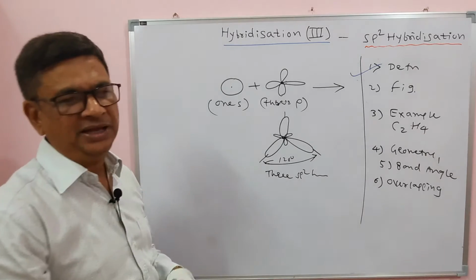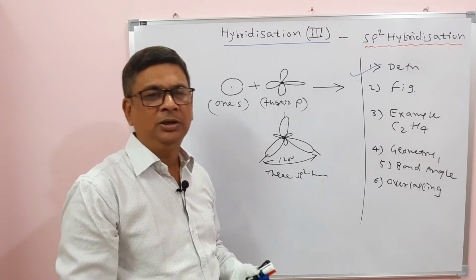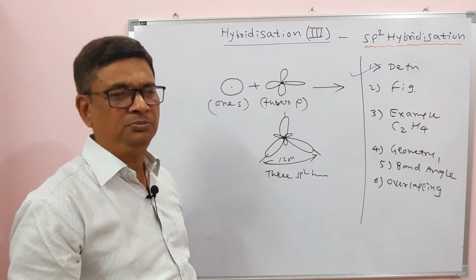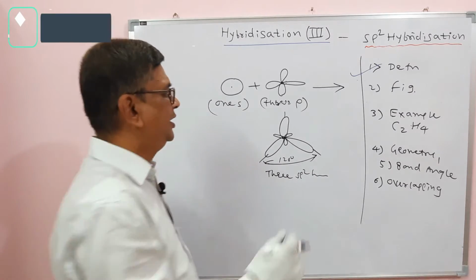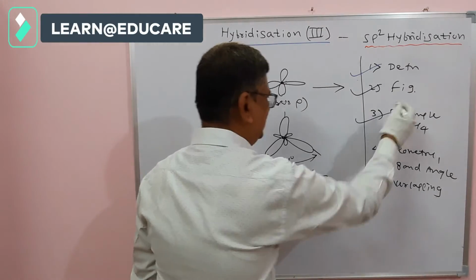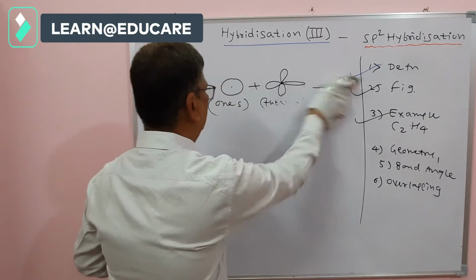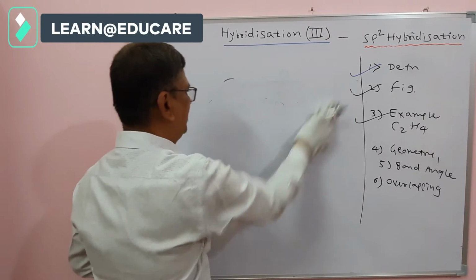We already know what the concept of hybridization is. It is the conversion of unequal orbitals to equal orbitals before chemical combination. Okay, we'll take an example of that. It is the organic compound ethylene, which contains a carbon-carbon double bond.